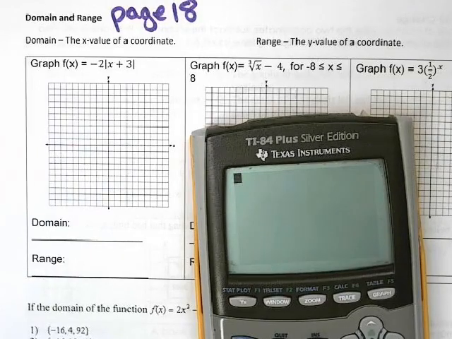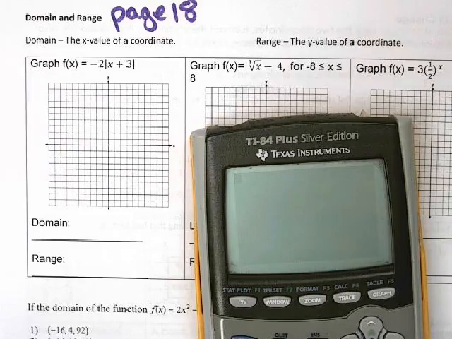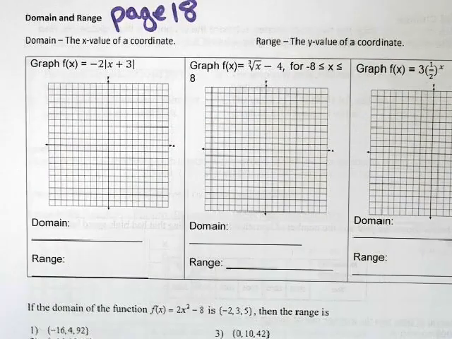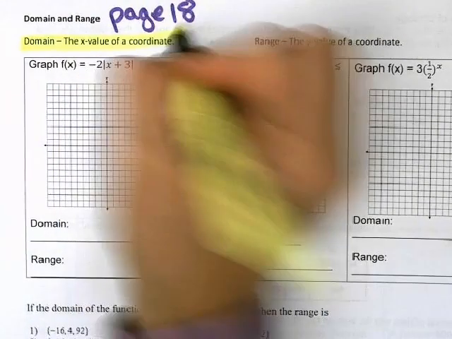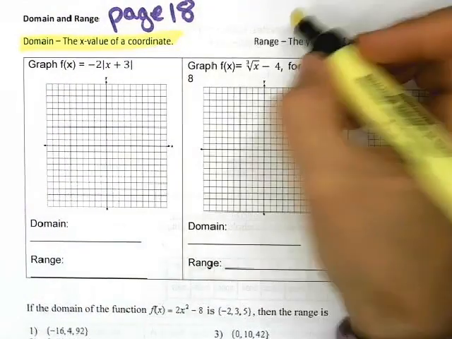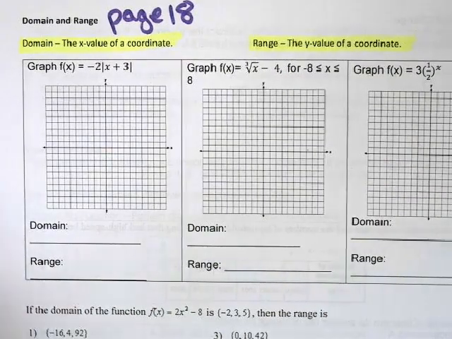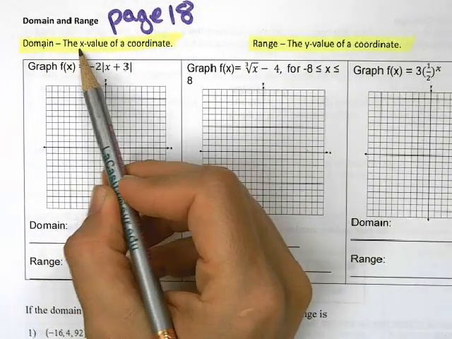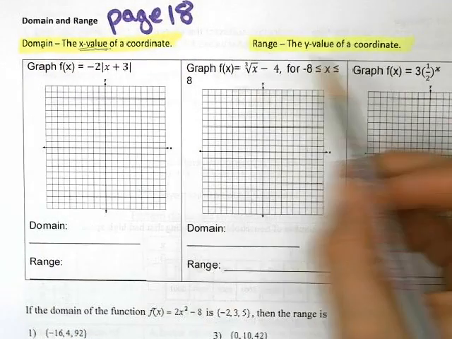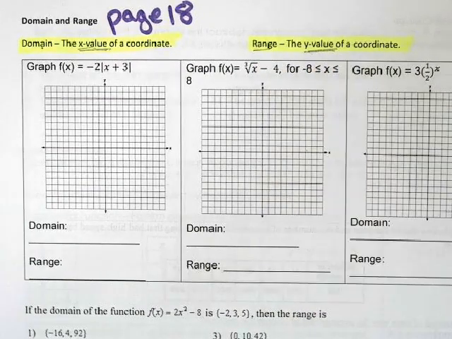Page 18. We're going to go over that concept of what domain and range are. Okay? So the two key words at the top of your paper, domain, range. Okay, so domain and range. Obviously, domain clearly states it's the x value. And range clearly means the y value.